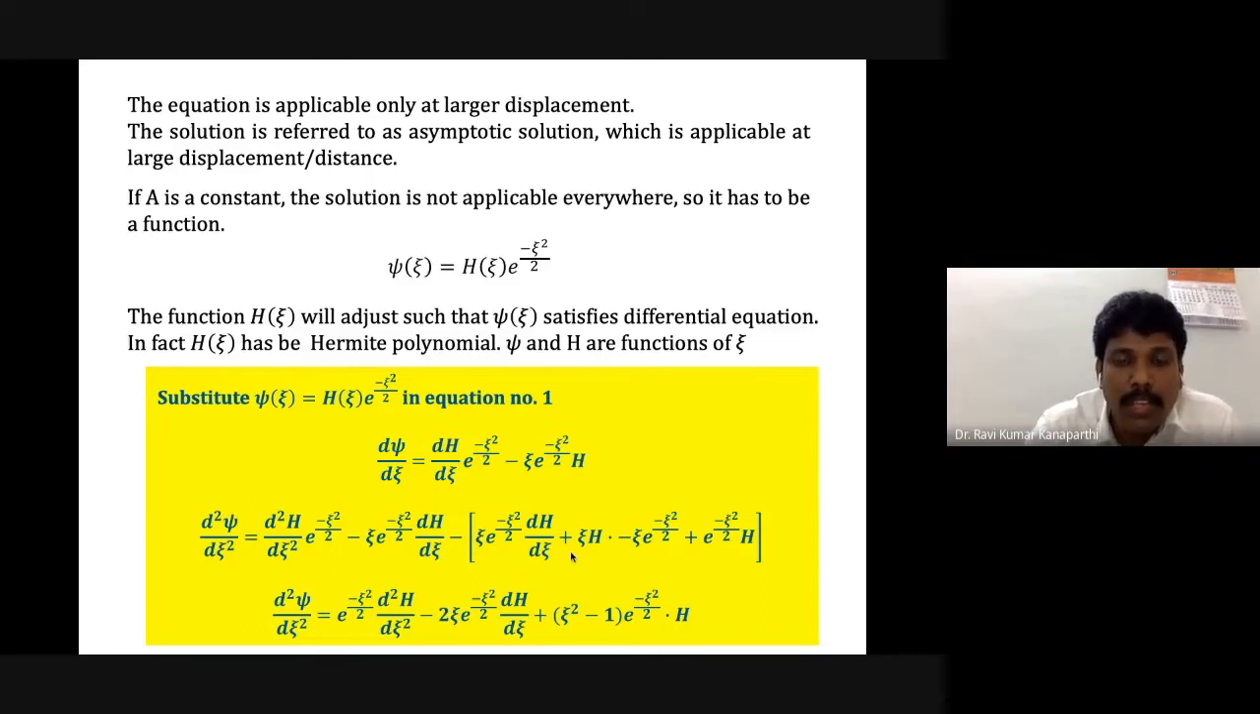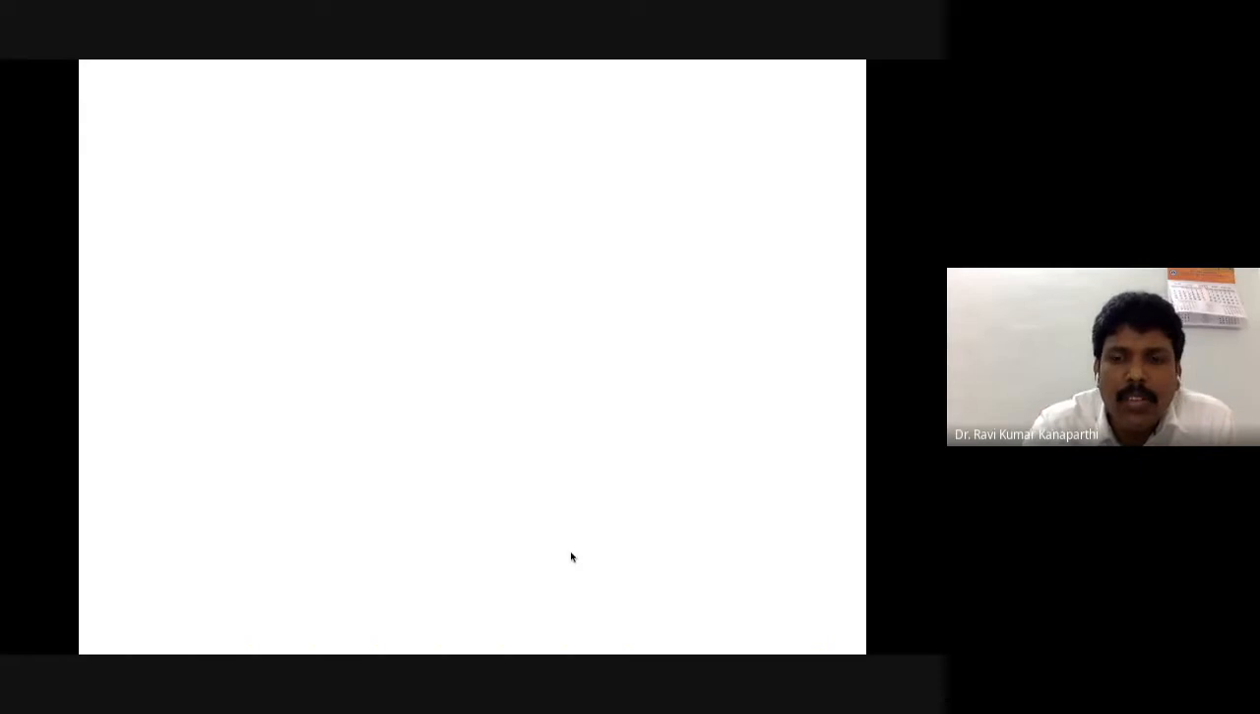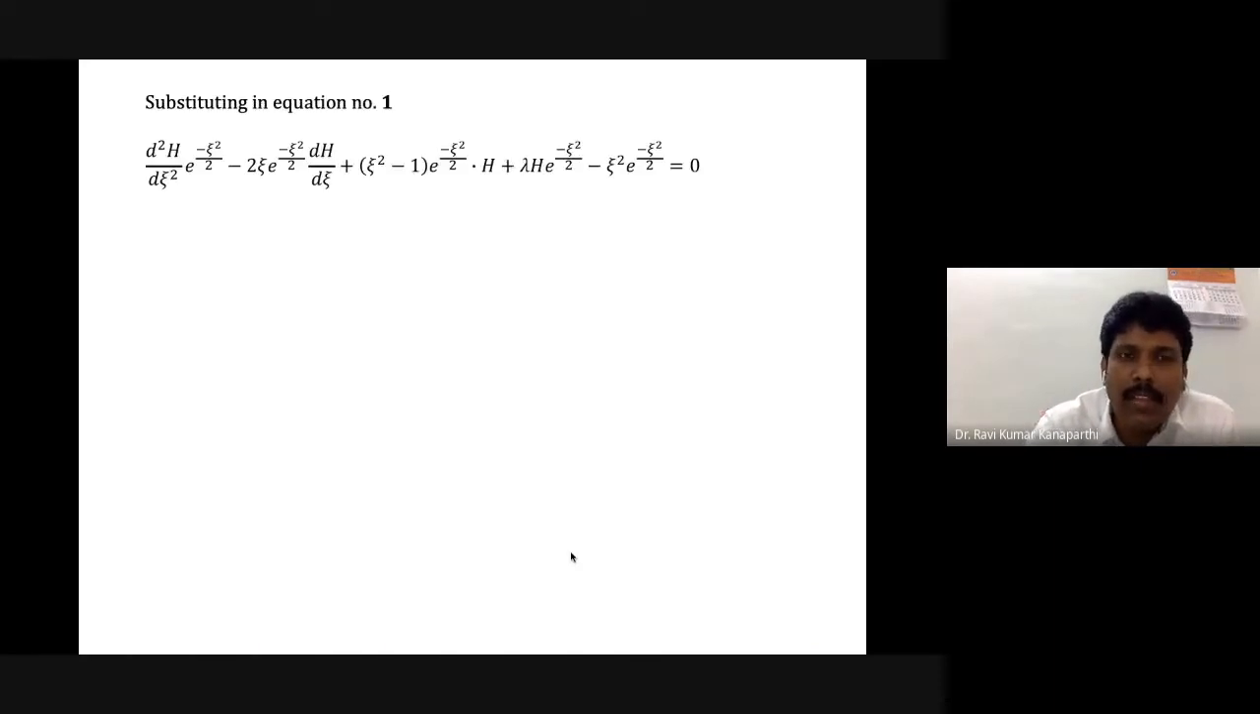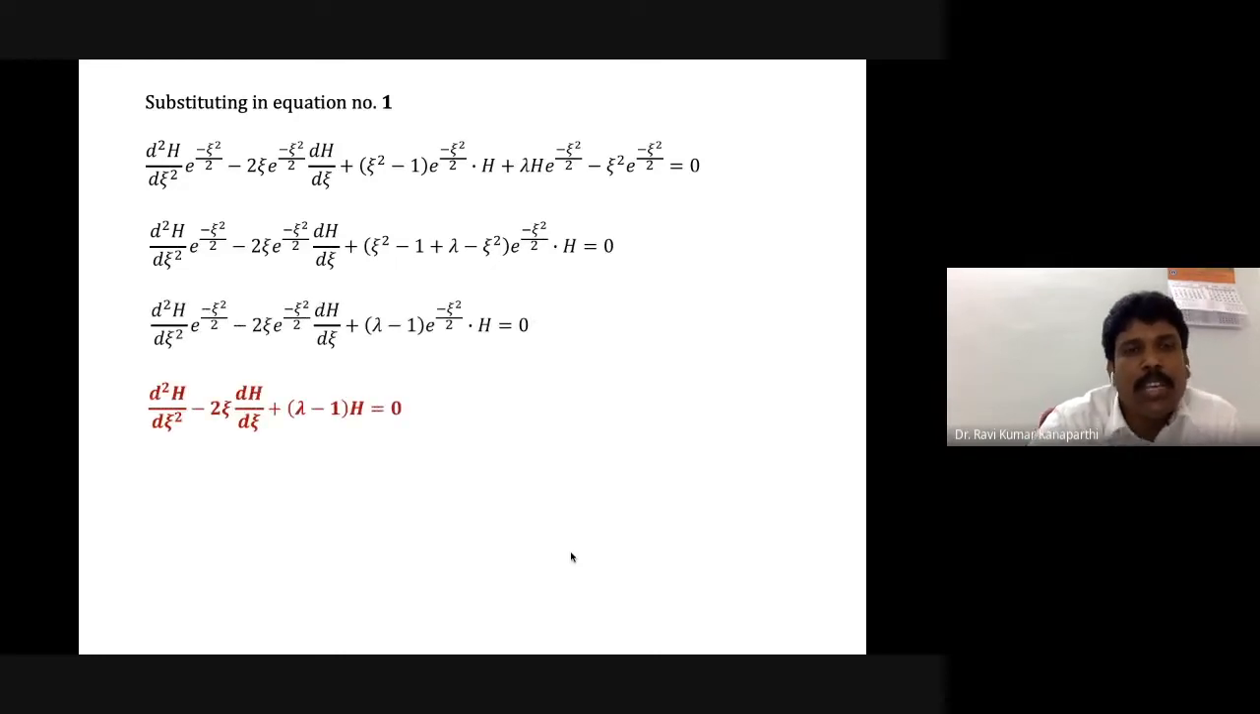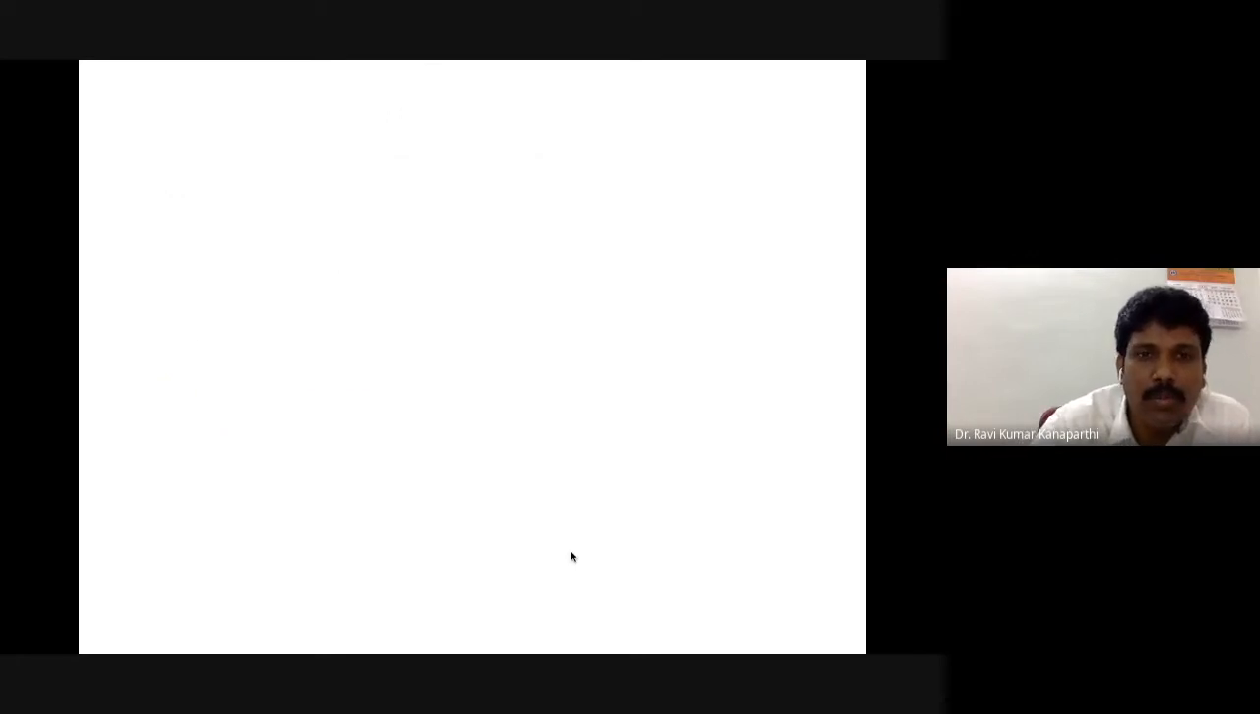You can try it out alone, and then compare your answer with the presentation answer. So finally, after evaluating the first derivative and second derivative, you can substitute in equation number 1 to obtain a particular differential equation, and this is what we ultimately get. It is just a matter of evaluating the first derivative of the function, and similarly the second derivative, and then substituting. Why are we doing this? The answer is very simple.